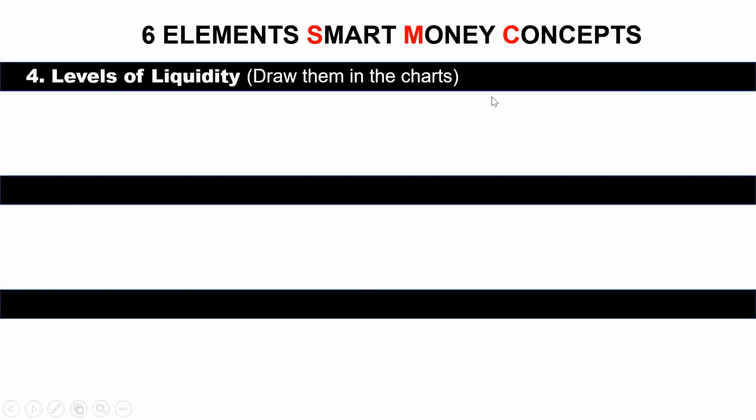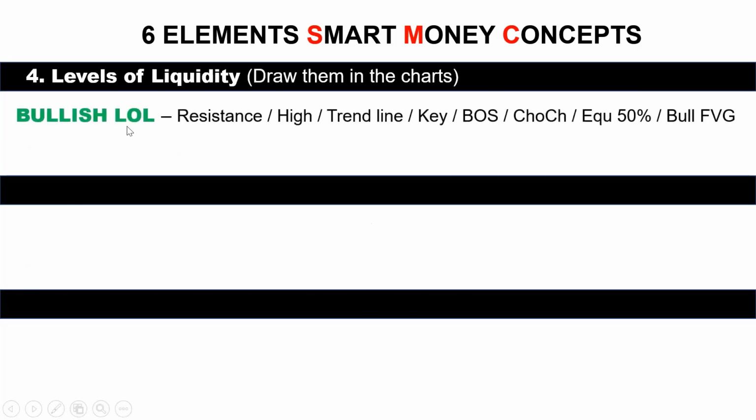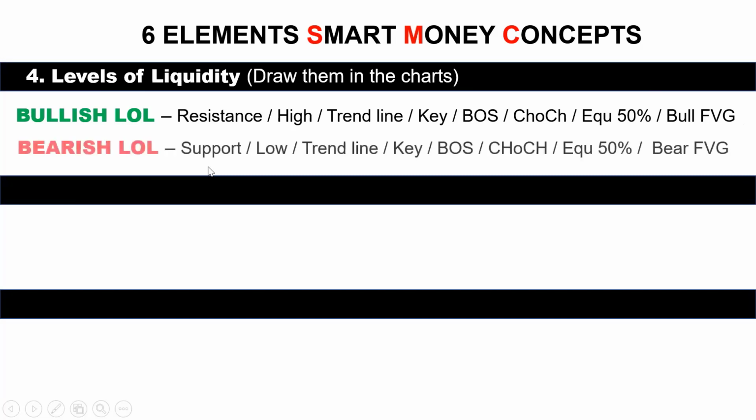Then look at levels of liquidity. Draw them in the charts. So for bullish levels of liquidity, look for resistances, look for highs, look for trend lines, look for key levels. Remember psychological levels, maybe 200-day moving average, maybe Bollinger Bands, maybe round numbers, maybe psychological numbers. Those are all key levels that smart money is constantly looking at. Look at a break of structure, look at a change of character, look at the equilibrium 50% and the bullish fair value gaps. Those are what you need to look at when you're looking at levels of liquidity.